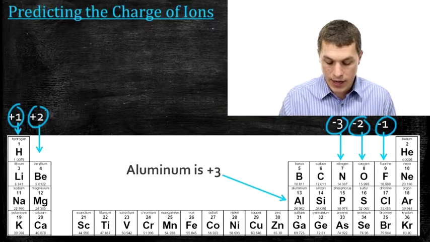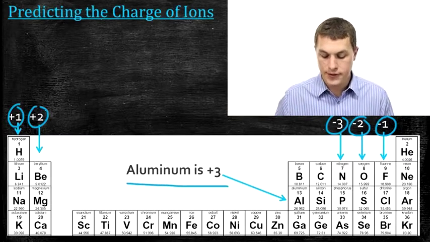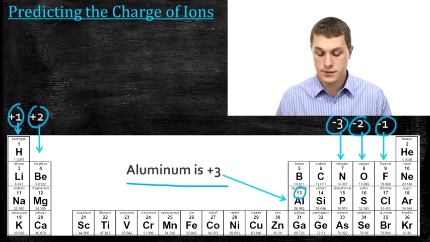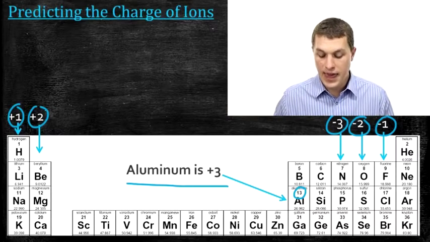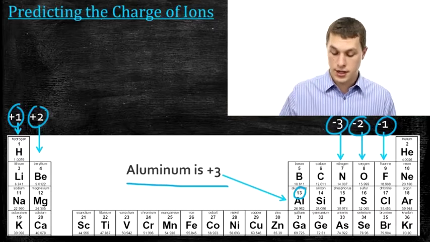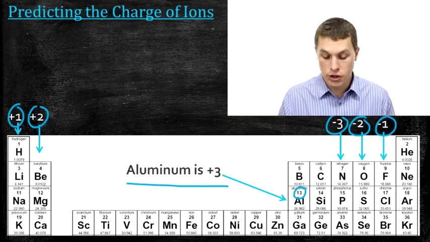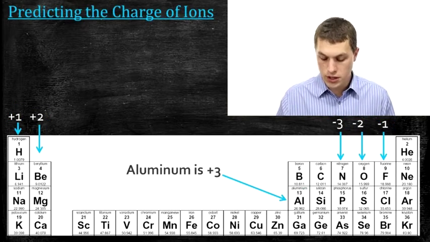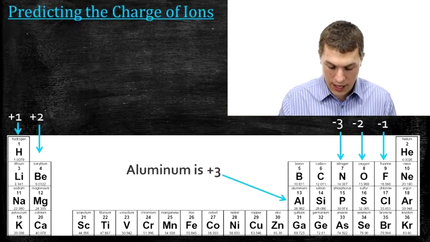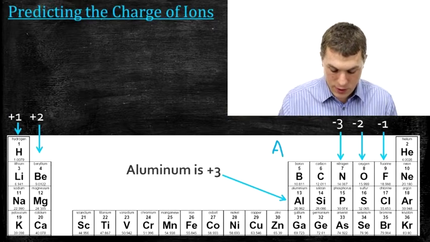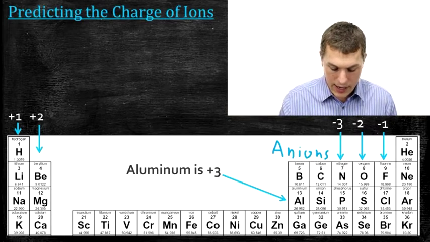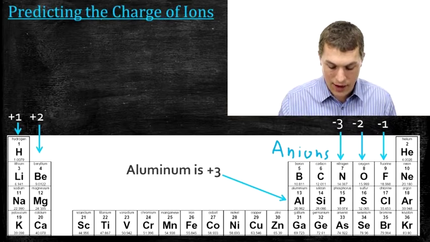One last thing to add is aluminum, kind of a special case. It has 13 protons and electrons in the neutral element. And what it tends to do is lose 3 electrons so that it can look like neon. So it's a good idea just to remember that aluminum is positive 3. Now, just like those negatively charged ions over here are called anions, the positive ones have a name too. So anions are negative, and positive charges are called cations.